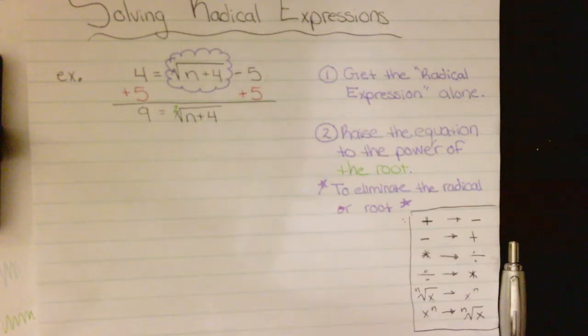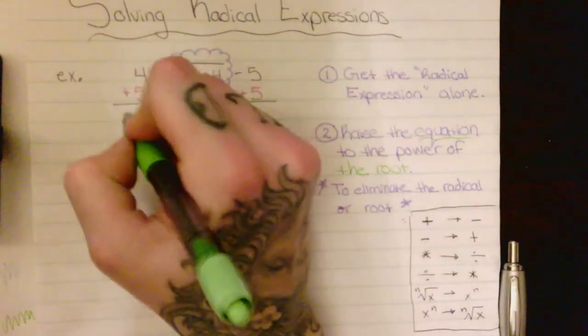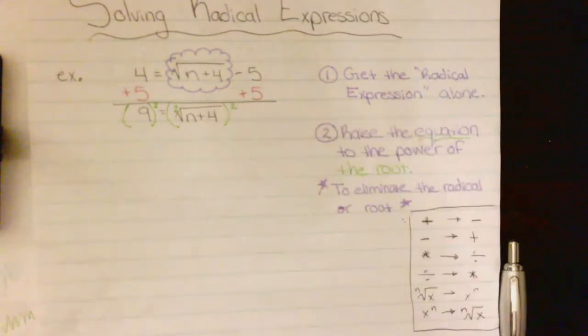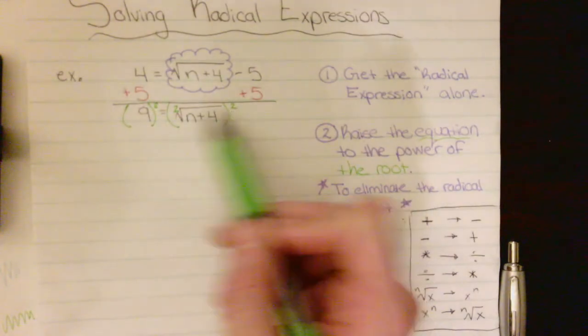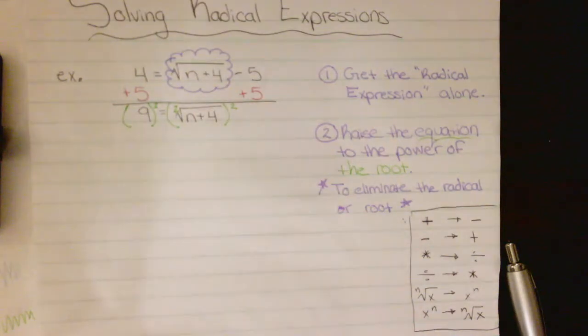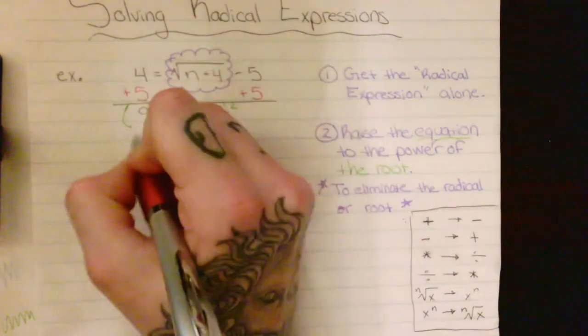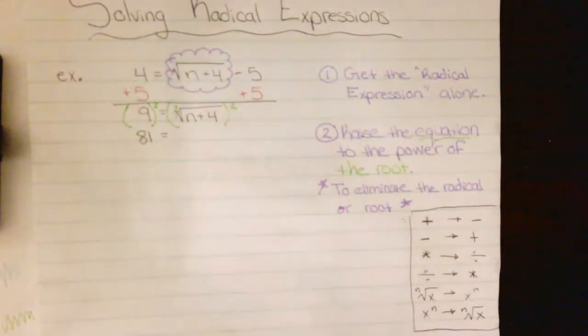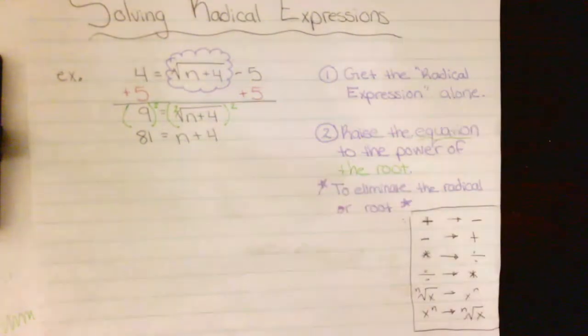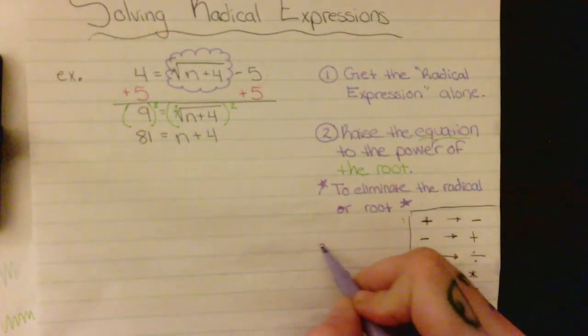So this is a square root. When I say raise the equation, I mean the whole thing. I'm going to square this side, and I'm going to square this side. Anytime I square something that's a square root, remember, they undo each other. So on the left side, I'm going to have 9 squared, and on the right side, I'm just left with the radicand. Now from here, I'm just going to solve for the variable.